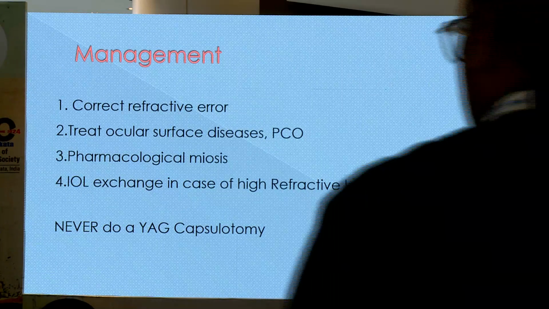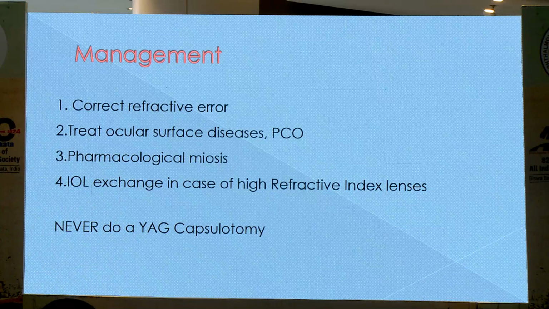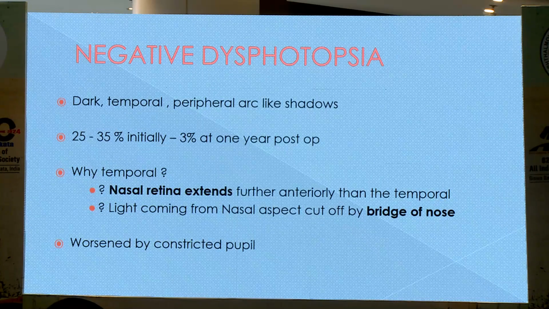How to manage these? If there is any refractive error, I told you about the coma, correct it. If there is PCO, treat it. Otherwise, a YAG would never help. Miosis in the evening, just a single drop of pilocarpine every evening initially, will help. In case of high refractive index lenses, you might have to exchange the lens in case it is not coming down. What is negative dysphotopsia?